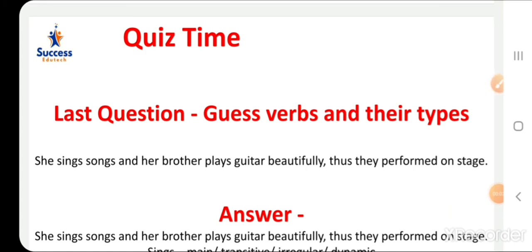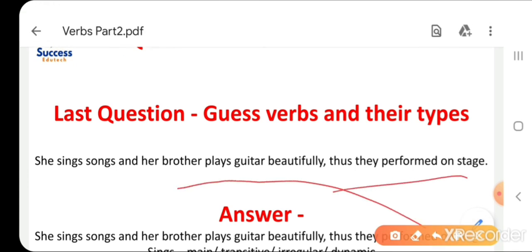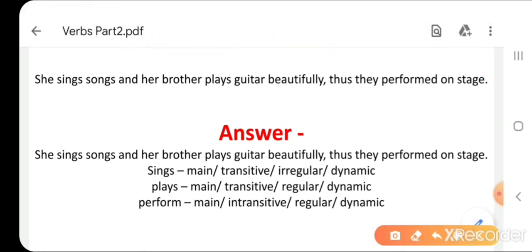Now it's quiz time. Our last question was, she sings songs and her brother plays guitar beautifully. Thus they performed on stage. And the answer is sings. As last time the hint was provided by me, there can be more than one type: main, transitive, irregular, dynamic, all these four types. In these four types, the verb sings is included. Now, plays is what? Main verb. It is a transitive verb because it takes an object. It is regular because play, played, played. Here in sing, it is sing, sang, sung. And it is a dynamic verb.